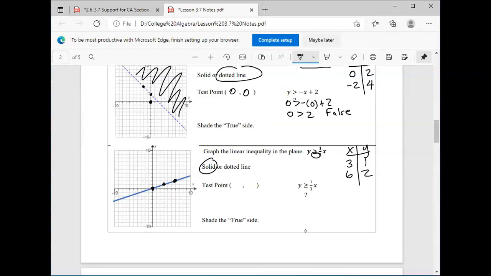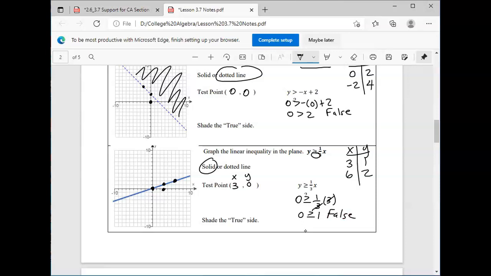You can definitely use your calculator to solve the problem for you, though. So I'm going to say plug in 3, 0. So when X is 3, Y is 0, I'm going to plug that in for my test. I'm going to say, well, that means 0 is greater than or equal to 1/3 times 3. These are going to cancel out. So 0 is greater than or equal to 1. No, that's false.